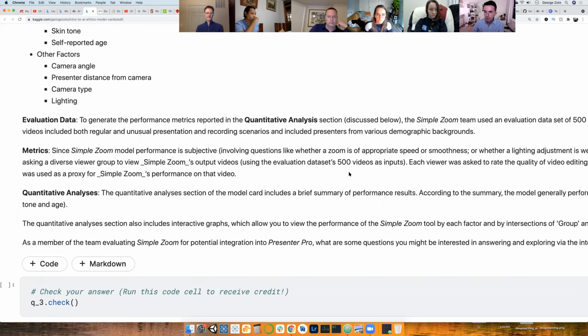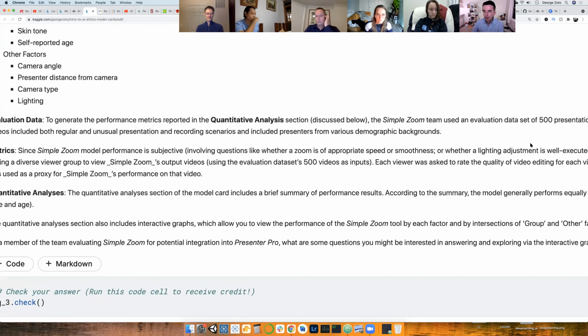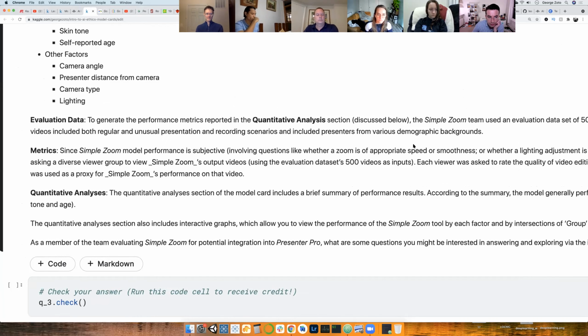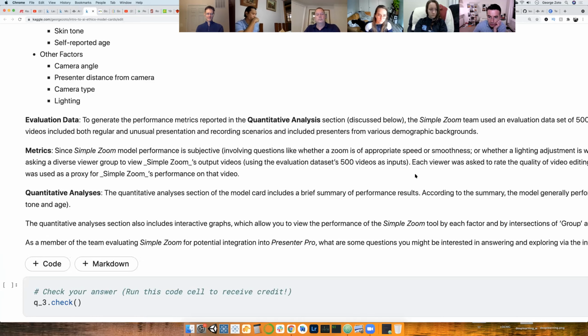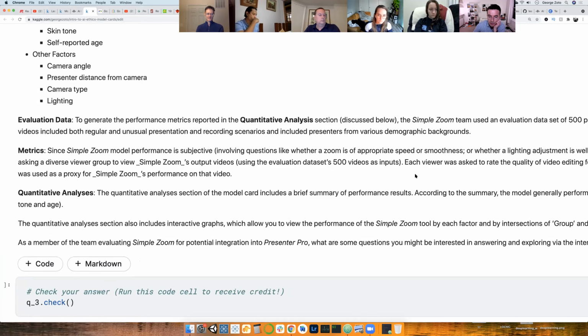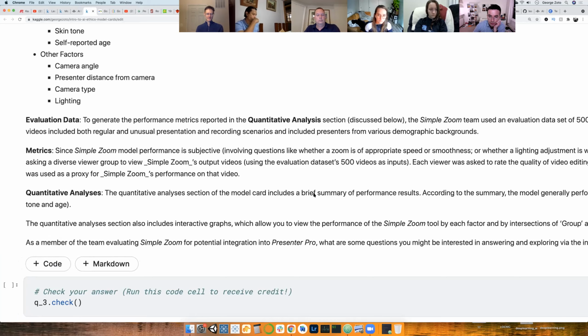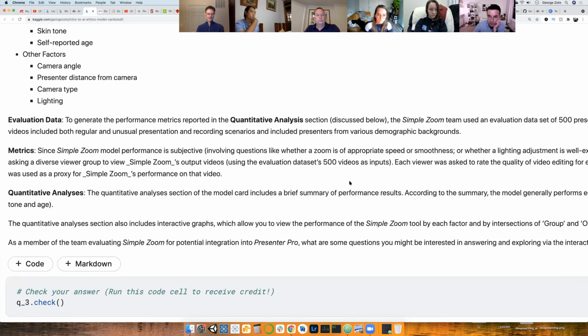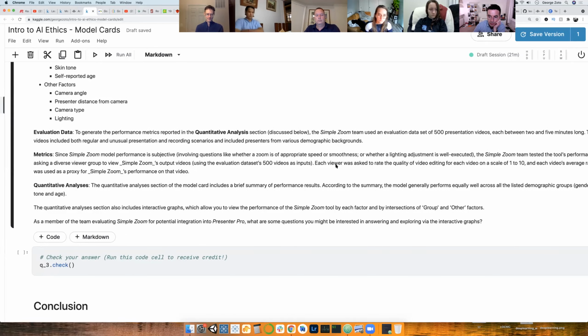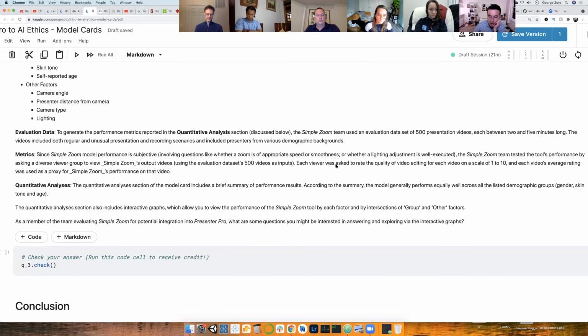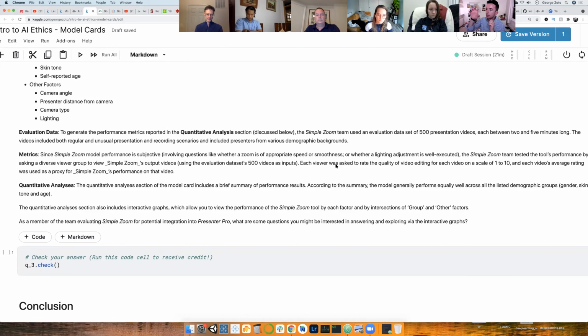So I think for the metrics, they evaluated 500 presentations, and they had, I think, a human. This is a very subjective approach. So they had a human, let me zoom out a little bit, give a score from 1 to 10 on whether the tracking and zooming feature of Simple Zoom was good enough. 1 is probably very bad, 10 means very good.